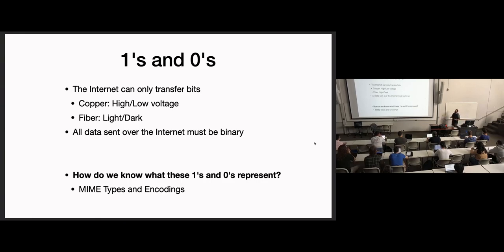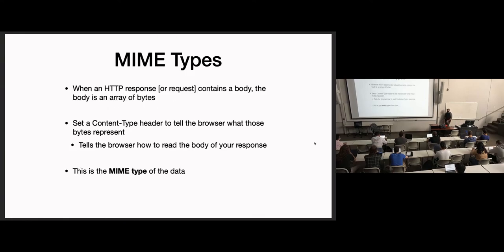So how do we work with these ones and zeros? How do we tell what they do? And the answer to that is going to be MIME types and encodings. So MIME type tells us what type the information is. So far, we've seen text/plain. That's the only MIME type we've messed with so far. So let's expand that and talk about other MIME types. The content type header that we saw is going to be set to some value. Again, text/plain is the one we saw so far. The content type is going to contain the MIME type.